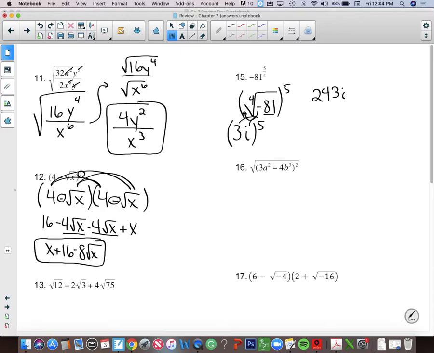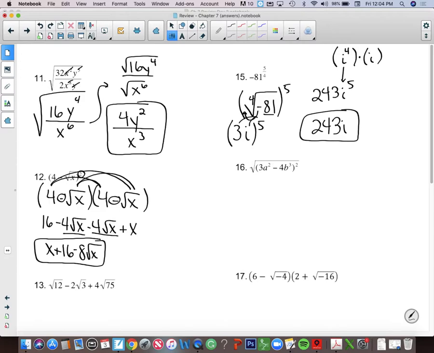Then we have i to the 5th. Then we have to simplify that i down. Okay, we know that i to the 4th is a 1, so let's just take out 4 of those. We've got 243i left. That's what it simplifies down to. So remember, i to the 4th is just a 1.